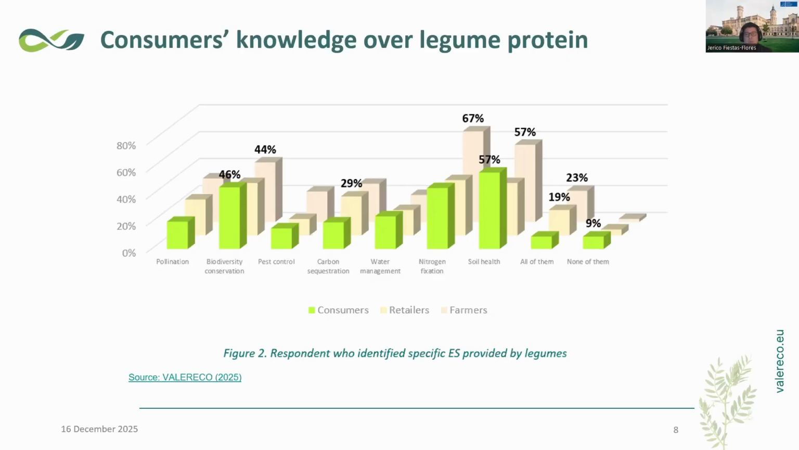So what we did, and to finalize my presentation, is we asked consumers and farmers whether they would like to consume or produce legumes in the future. And then we provided them with information about the benefits provided by legumes. We presented a table and a visual image of the ecosystem services provided by legumes. And then we asked again if this information would make them increase their desire to produce or consume more legumes in the future.